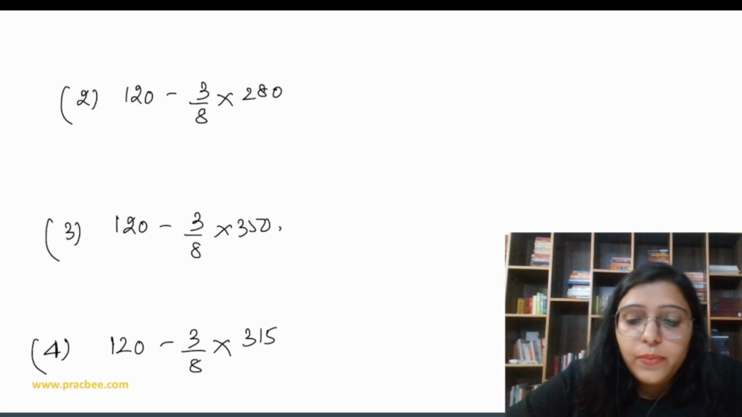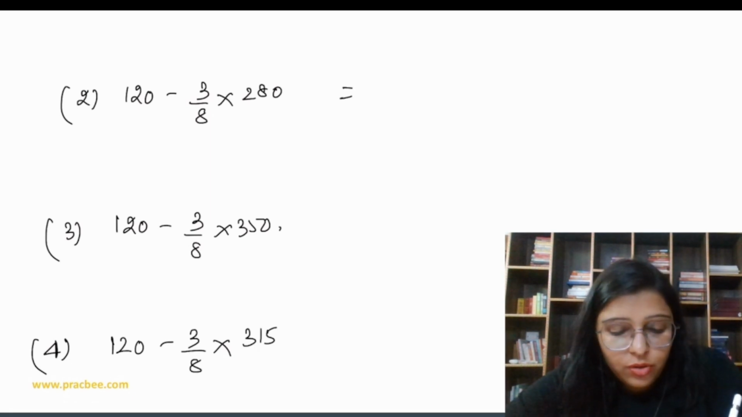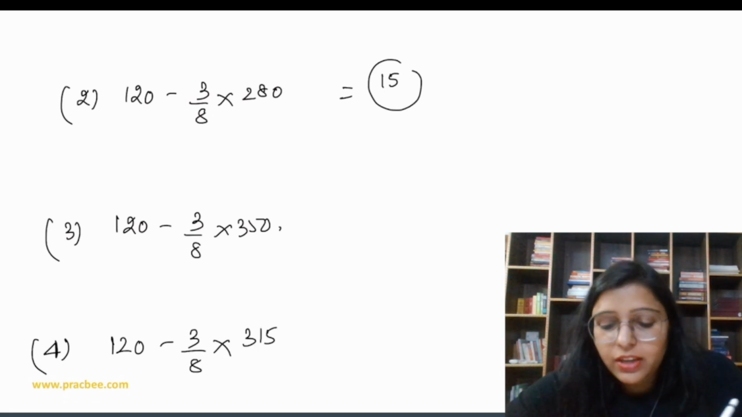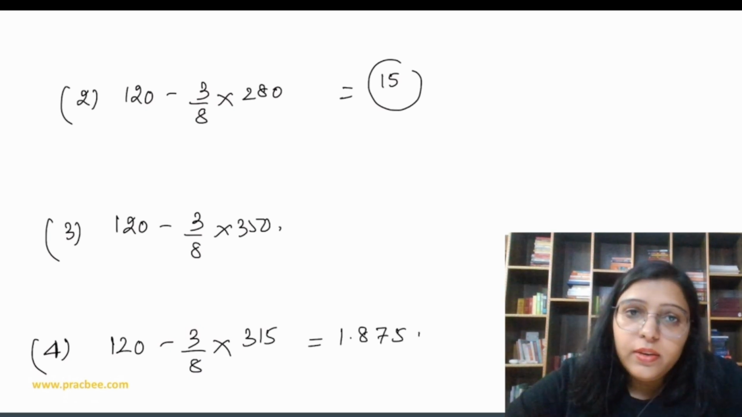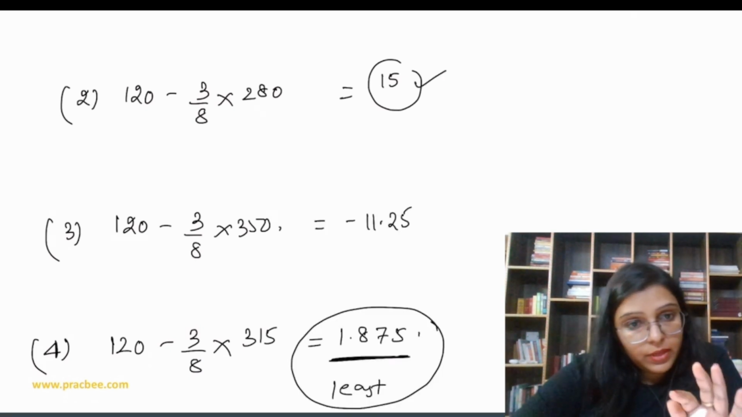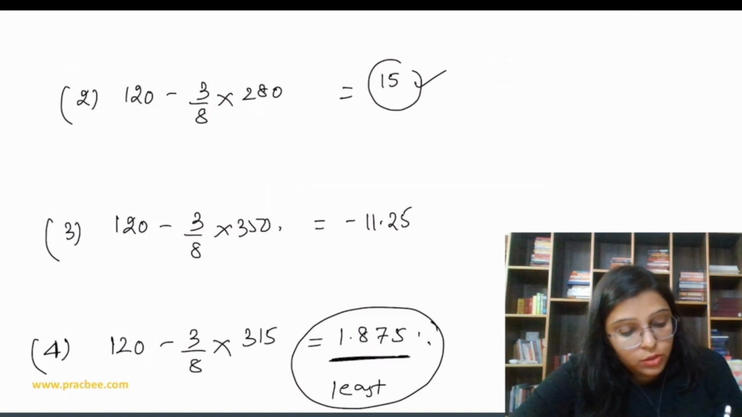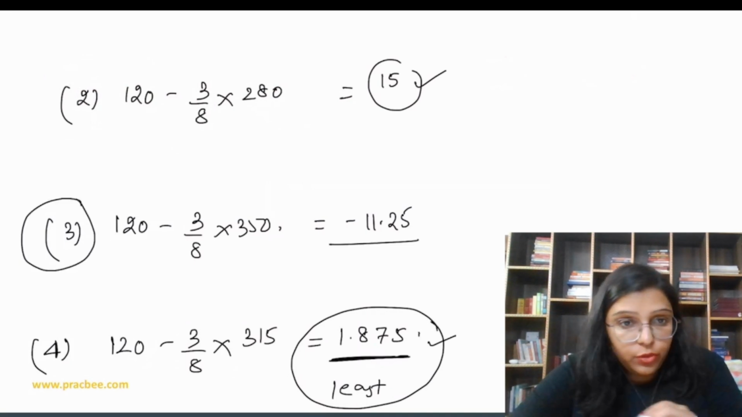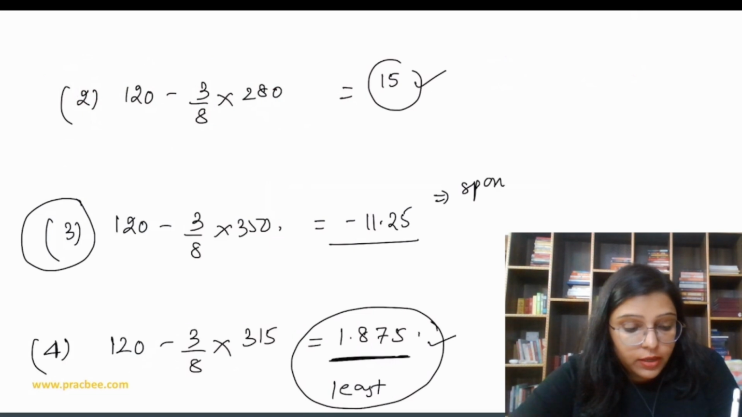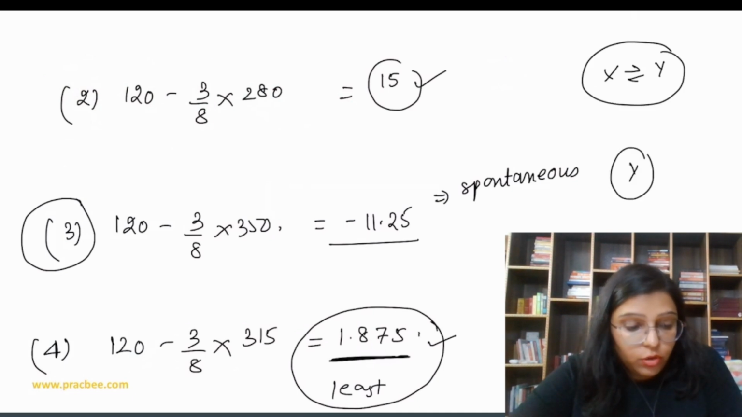So when you solve for the 280 part, the value is going to be around 15. And when you solve for the 300 part, you get the value as 1.875. So the reaction is going to be least positive over here. If we solve for the third one, we get minus 11.25. So here delta G is negative. It means the reaction is spontaneous, and if the reaction is spontaneous, then we have more amount of Y.